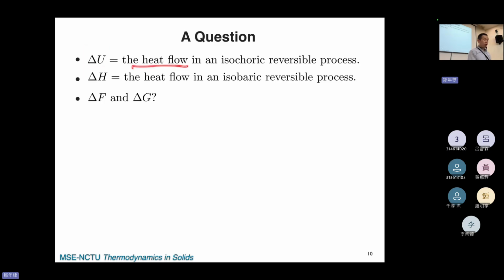Okay, so in summary, delta U is the heat flow for the isochoric reversible process. Remember the C V, right? Isochoric reversible process, and H is C P, okay? So the physical meaning of delta U and delta H: delta U is the heat flow in the isochoric reversible process. The heat flow in the isobaric reversible process is delta H. What about delta F and delta G? What does that mean?